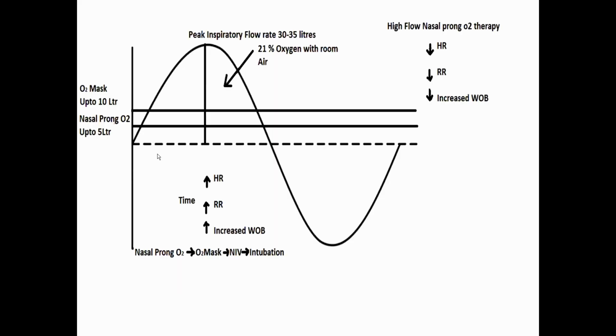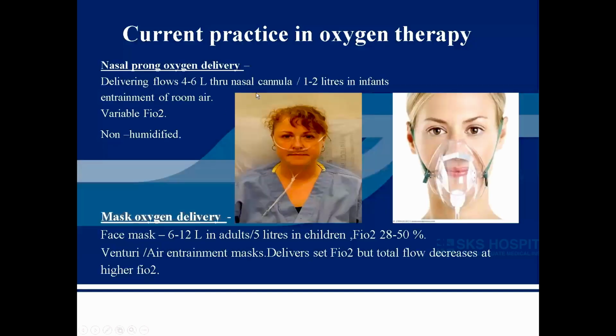So that is the usual issue when you give a nasal or oxygen through the face mask. Here you can see the oxygen up to 10 liters, the nasal prongs, and up to 5 liters, etc. During the peak inspiratory flow, whatever oxygen you are giving will get diluted with the 21% of the air, whereas the high flow nasal oxygen will wash out this peak inspiratory flow by the atmospheric air.